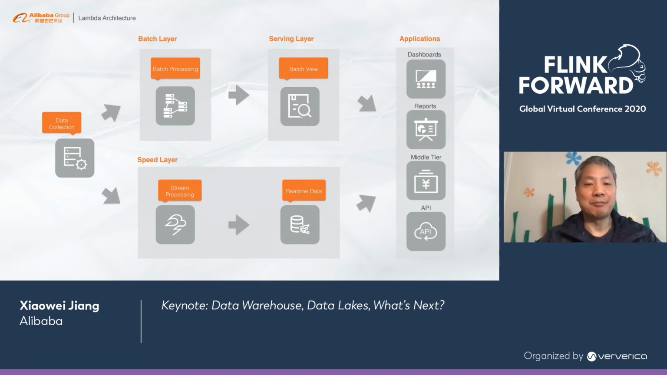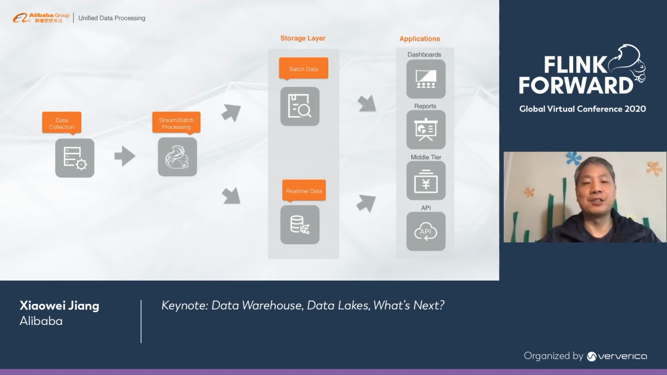The obvious problem in this approach is the complexity, because our user will need to write a job for the batch layer as well as a job for the streaming layer. Maintaining two jobs and making sure they are consistent with each other can be pretty hard if the application has some complexity.